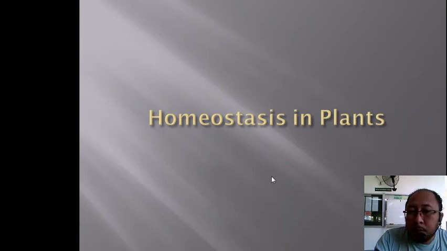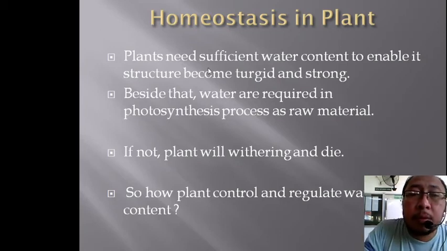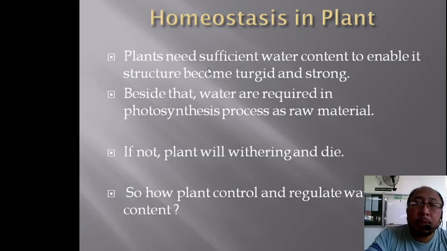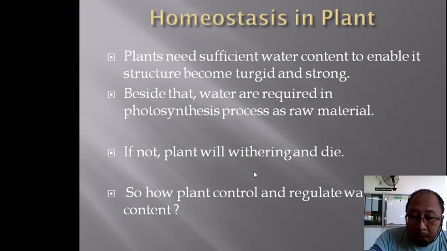Now we look into homeostasis in plants. Same as the others we have discussed before, for human beings and animals, plants also have their own homeostasis process. Plants need sufficient water content to enable their structure to become turgid and strong. Besides that, water is required in the photosynthesis process as a raw material. If not, the plant will wither and die.